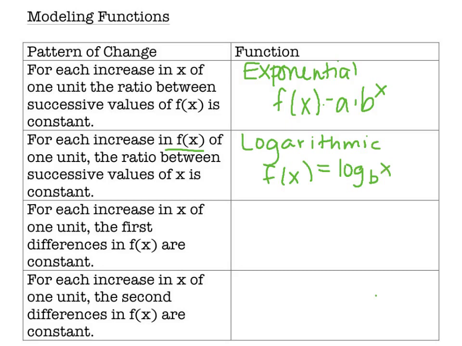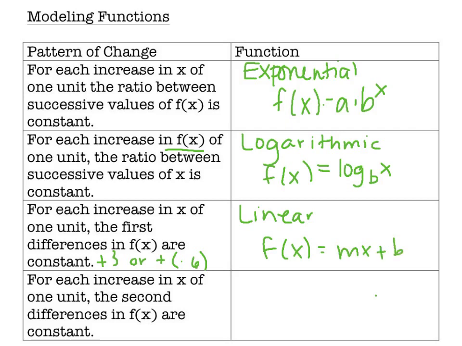You could have, for every increase in x of 1 unit, the first differences of f of x are constant. Now, this is when, let's say, I add 3 or add a -6 to get from one value to the next, going across my y or my f of x row. This would be linear, and it takes the general form f of x is equal to mx plus b.